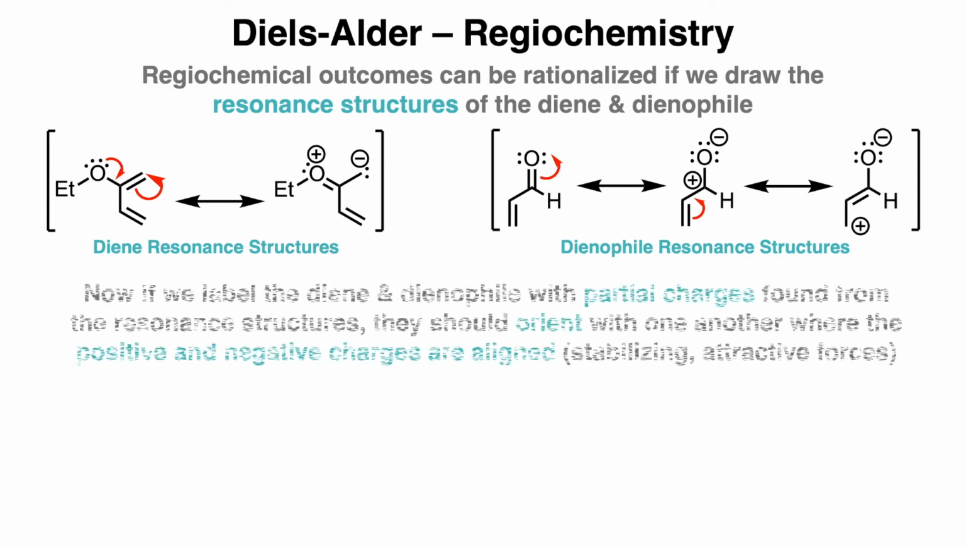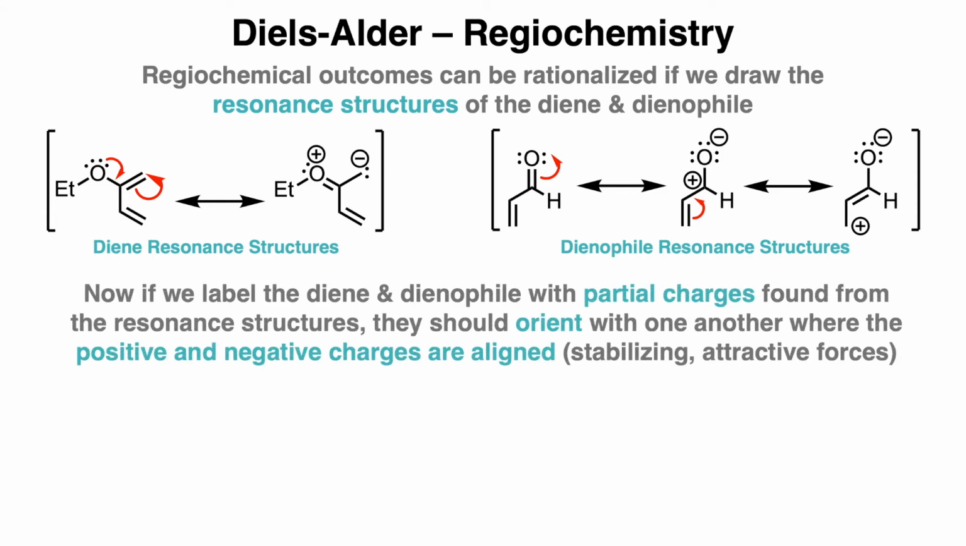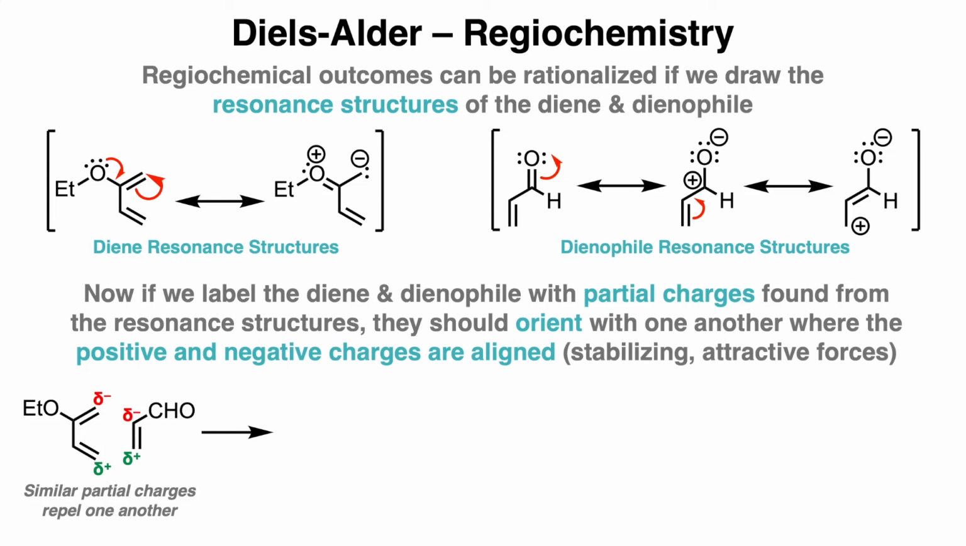Now if we label the diene and the dienophile with partial charges found from the resonance structures, the two molecules should orient with one another where the positive and negative charges are aligned. This is because attractive forces are stabilizing and more favorable. Let's keep the diene in the same position. Carbon 1 has a partially negative charge based on the resonance structure, which makes carbon 4 partially positive.